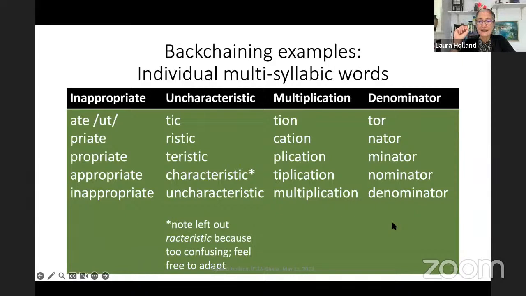Uncharacteristic. Uncharacteristic. Uncharacteristic. Okay, repeat after me now. Tick. Uncharacteristic. Nope, first tick. Tick. Ristic. Ristic. Nice. Touristic. Touristic. Characteristic. Characteristic. Uncharacteristic. Uncharacteristic. You did it. You said that long word really beautifully.